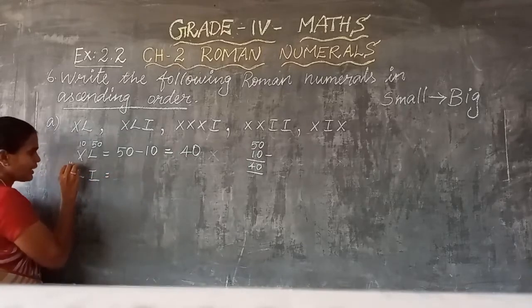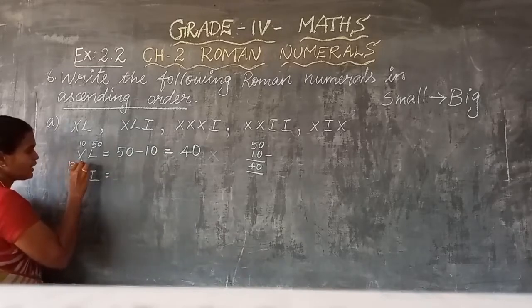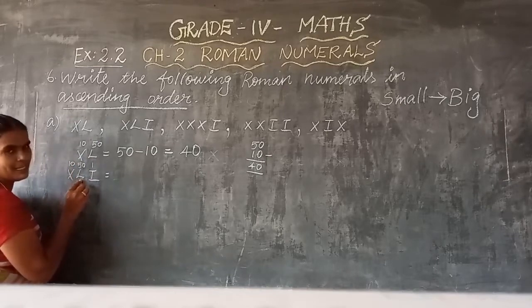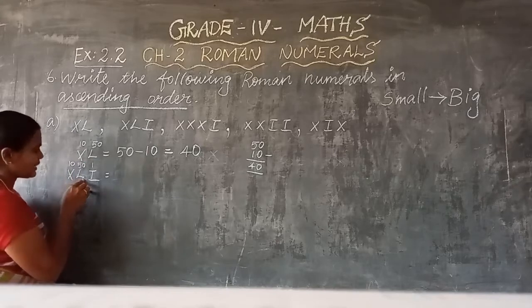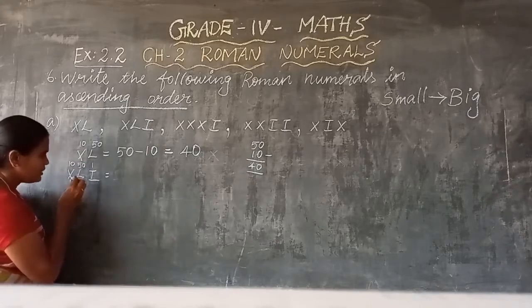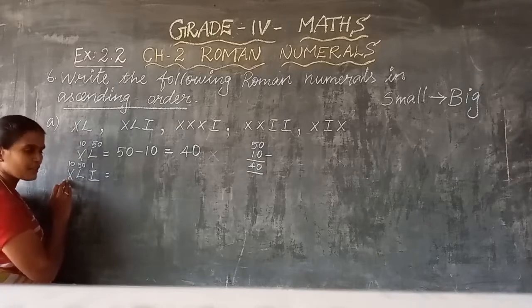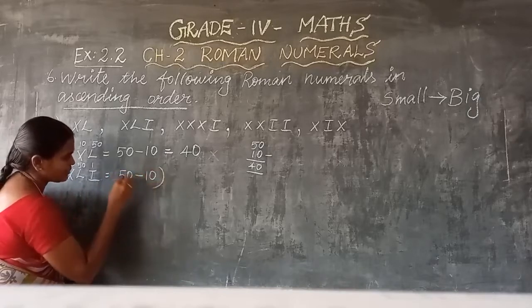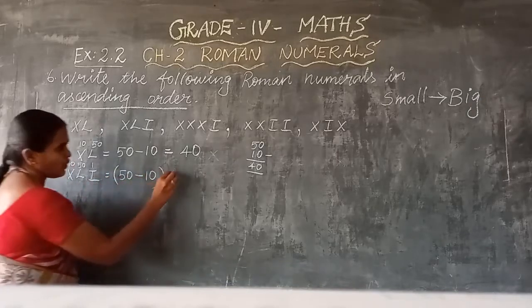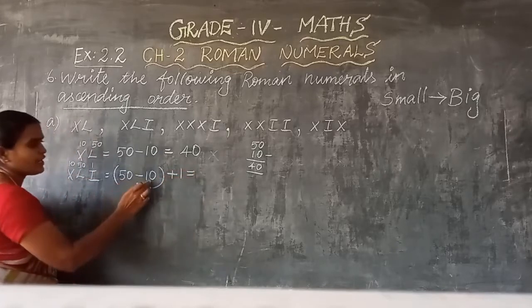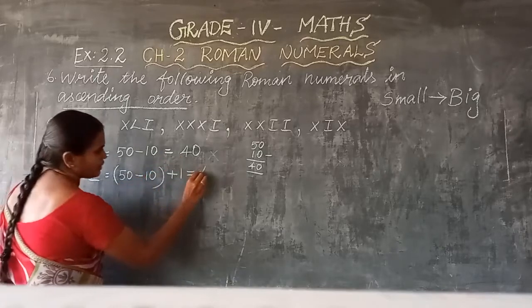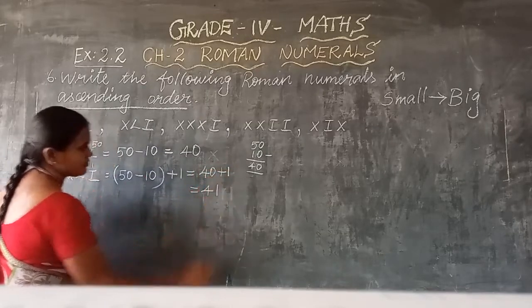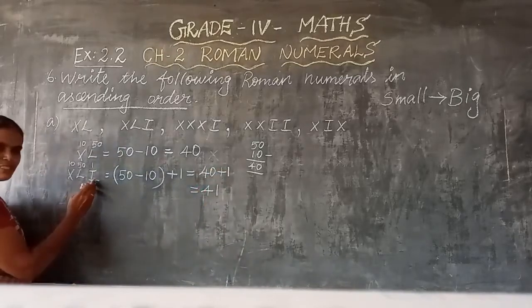Next, XLI. So X value 10, L value 50, I value 1. So you take the first two letters, XL. Here, which one is the greatest number? L. So left side we have the small number, means subtraction. So 50 minus 10, plus I means 1. 50 minus 10 means we get answer 40. 40 plus 1, 41. Okay. So right side means addition.